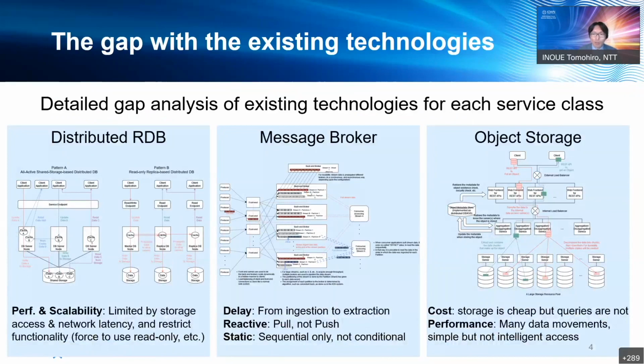As I explained earlier, we have analyzed the gaps in existing technologies. Here are some examples. As for distributed RDB, there are performance and scalability issues. Storage access and network latency causes limited functionality in distributed environments. Message broker cannot guarantee short latency in heavy traffic and is limited in types of the data and queries it can handle. Object storage has low cost of storing data, but not for queries. Also, it only supports simple access patterns.